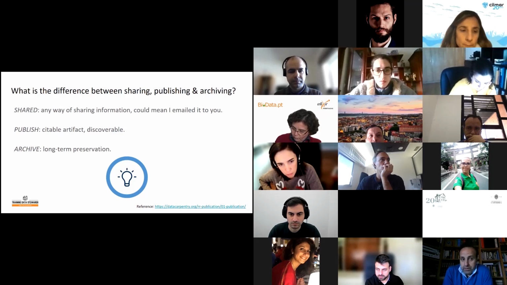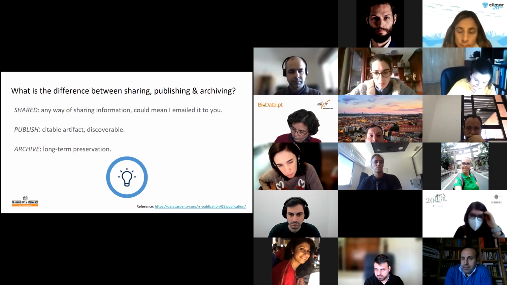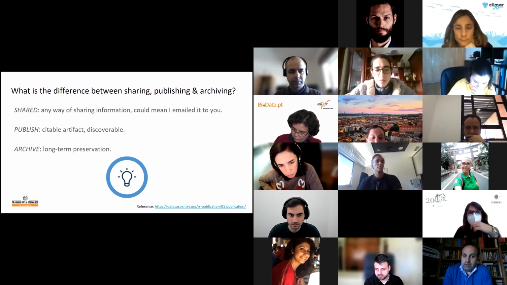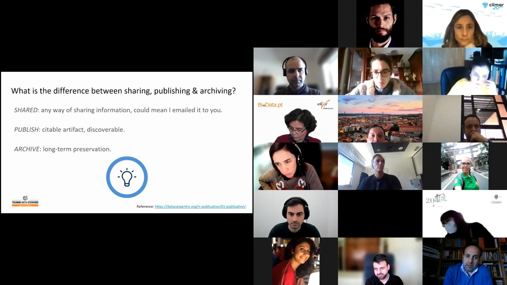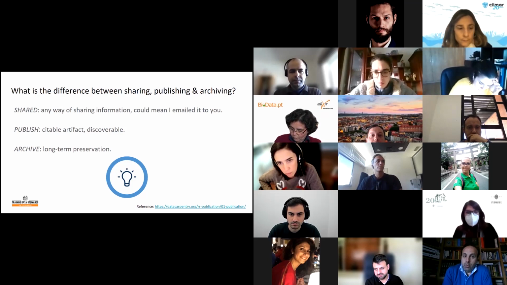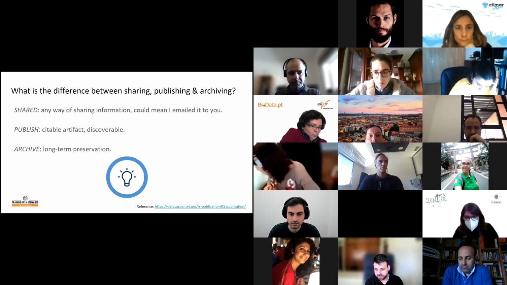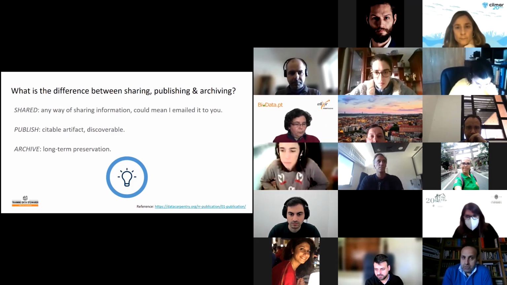So when we talk about share, it's a way of sharing data. It's not making data open or with an open license. So it's not automatically downloading the data available in the repository. It's a way to share data.